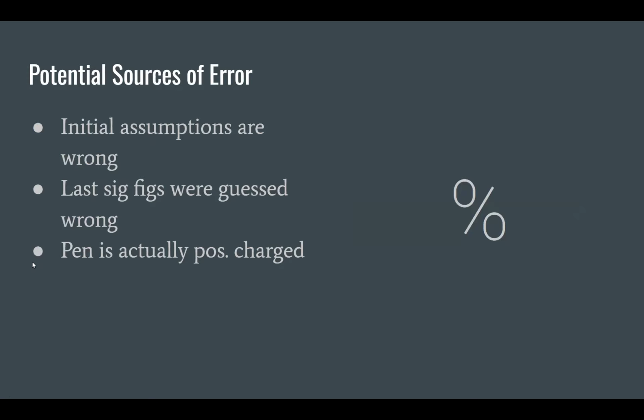So there were some potential sources of error. Our initial assumptions could be wrong here. Our last sig figs were guessed wrong. We were using rulers to measure the distance between tape A and tape B. And while we were able to get close, that last sig fig might be incorrect and could cause a lot of error if it is wrong. Thirdly, an additional initial assumption: the pen might actually be positively charged, and so the direction might be in reverse.